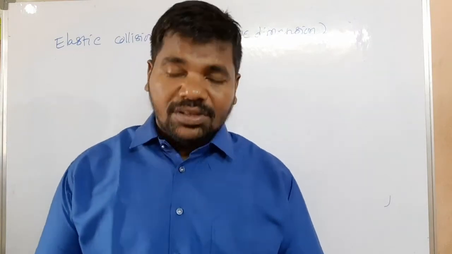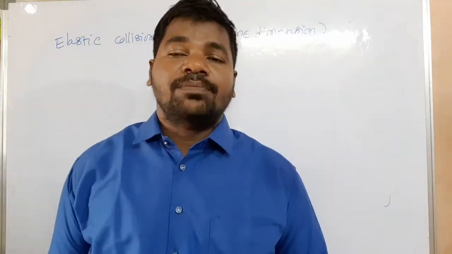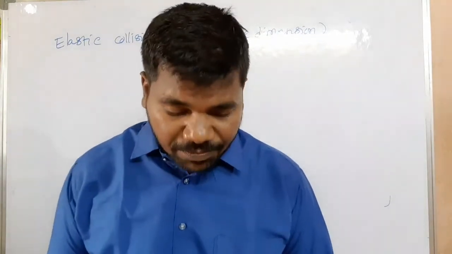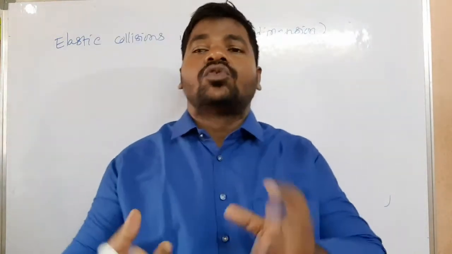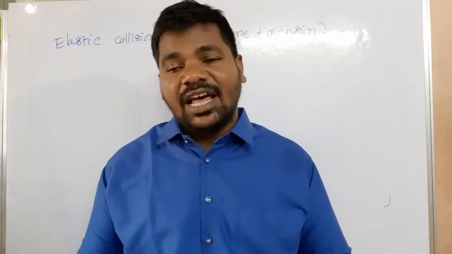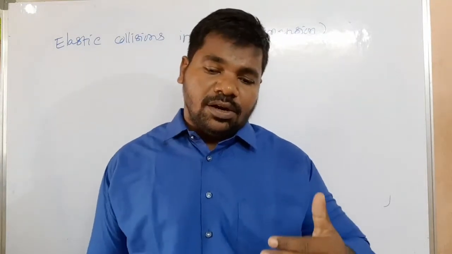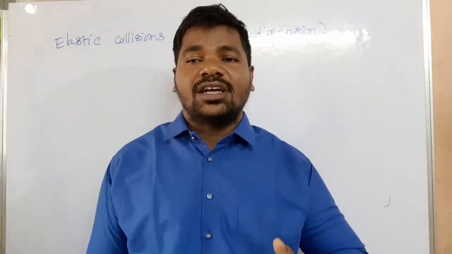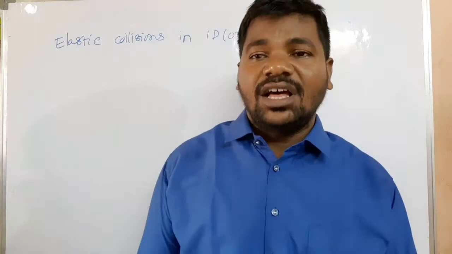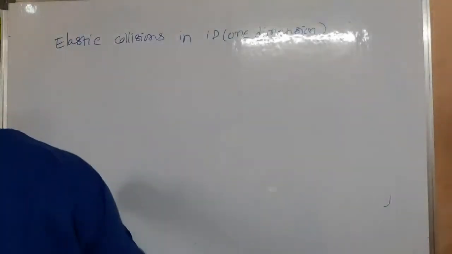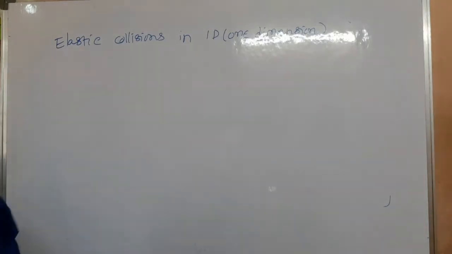My dear children, this derivation of elastic collision in one dimension is very important. Consider two colliding bodies having different velocities. After the collision we observe the final velocities. We define elastic collision, and after that we find the final velocities of the colliding bodies. This is the introduction to elastic collision in one dimension.